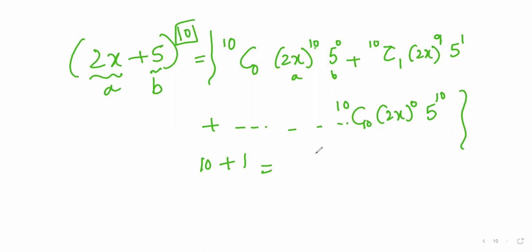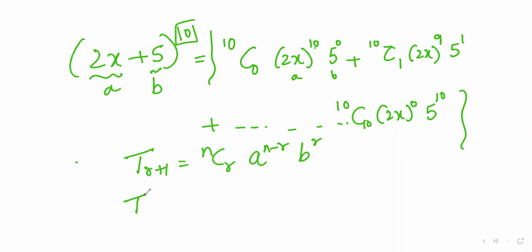I'm just doing a quick check that you understood or not. And if I ask you, can you give me the 8th term? What will your answer be? I'm giving you the hint: T R plus 1 is NCR, A to the power of N minus R, B to the power of R. Of course, your A is 2x and B is 5. If I want the 8th term, what should I put my R as? You have to put it as 7, right? Very good. Your R is 7.